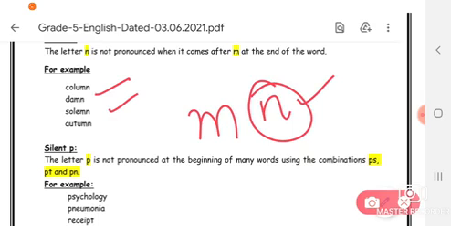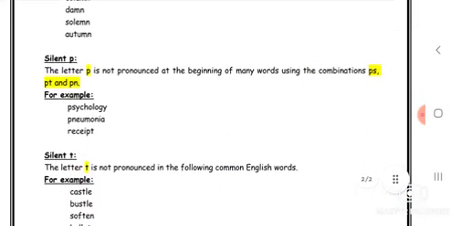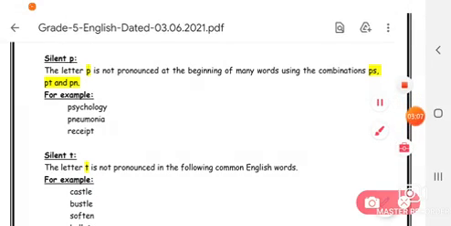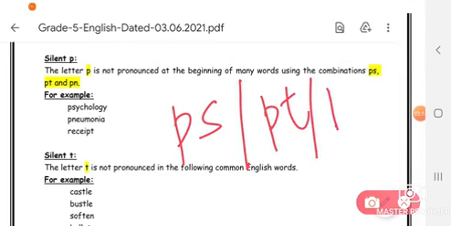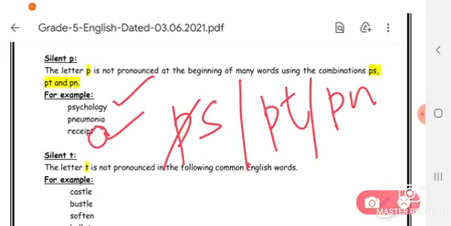It is silent. Letter P. The letter P is silent when it is in a combination, usually at the beginning of the word, like PS, PT, or PN. Like in psychology, P is not pronounced. It is silent. In pneumonia, P is not pronounced. It is silent. Then receipt. In the word receipt, we have this combination at the end. So here also, P is not pronounced.